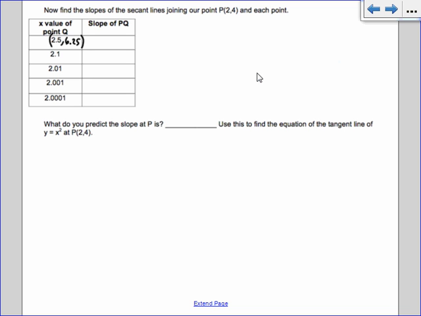All right, so here's our point. So we have this point and we have the point 2, 4. And we're going to find the slope between them. So we know how to find the slope between 2 points. This is not hard.